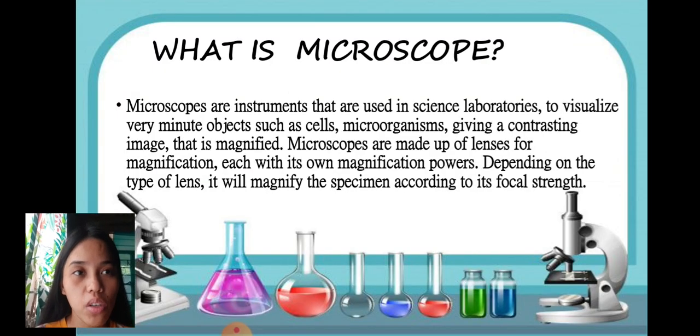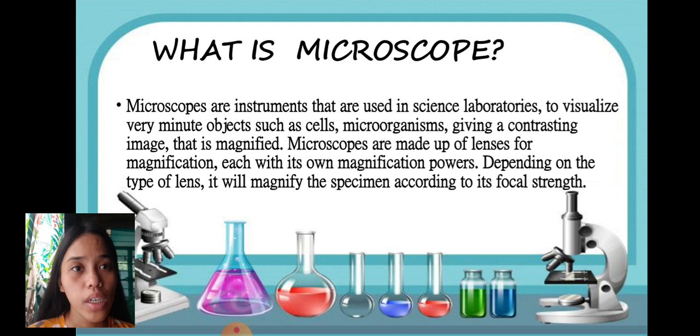What is a microscope? Microscopes are instruments that are used in science laboratories to visualize very minute objects such as cells and microorganisms, giving a constructed image that is magnified. Microscopes are made up of lenses for magnification, each with its own magnification power. Depending on the type of lens, it will magnify the specimen according to its focal strength.